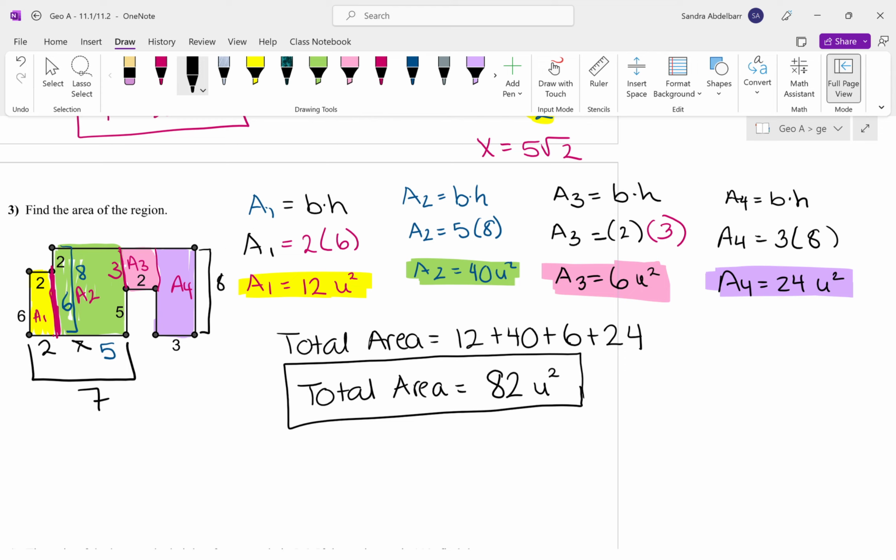So finish copying it down because then I'm going to erase all my markings and do it the second way. Anybody still copying?